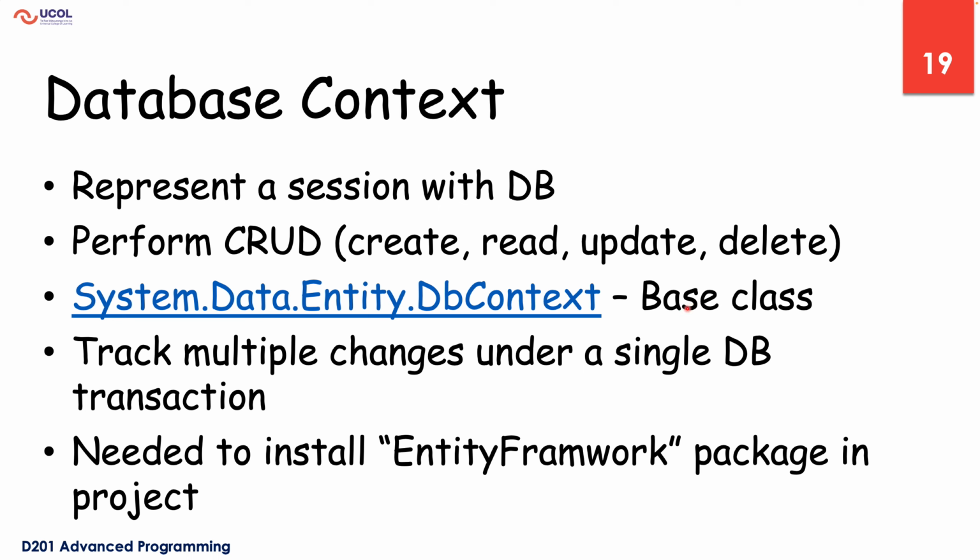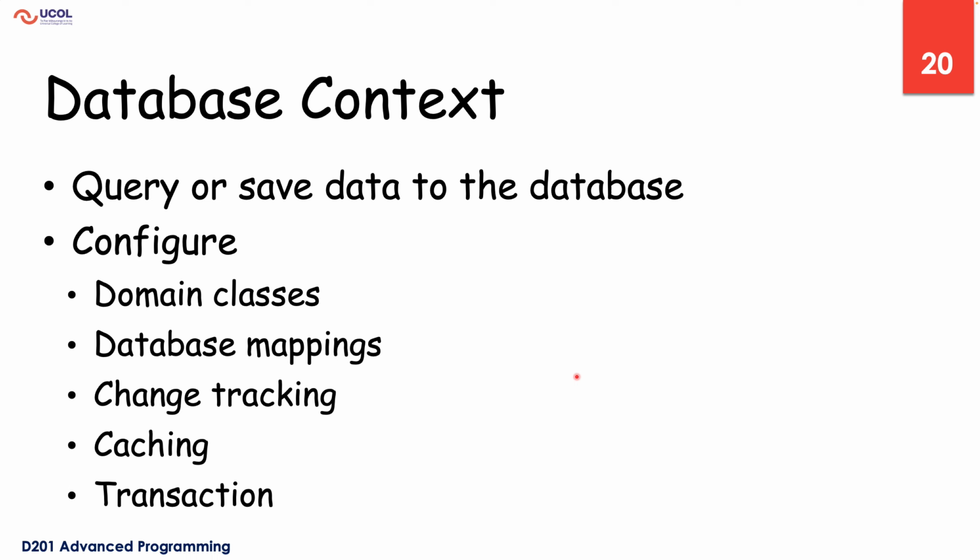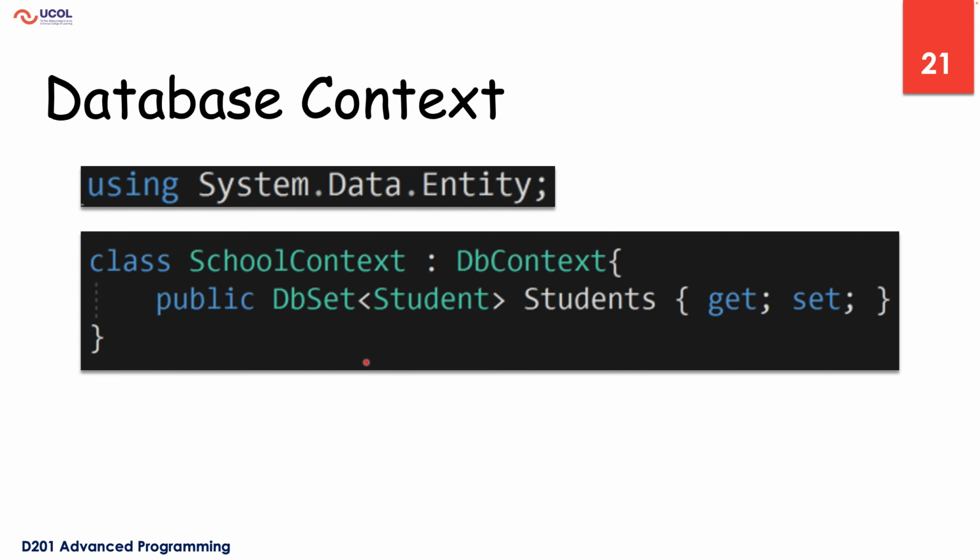The base class for that specific database context is System.Data.Entity.DbContext, and before we can use that class, we need to add Entity Framework as a package within our project. So we can track multiple changes under a single database transaction. We can query or save data to the database. We can configure the domain classes. We can handle database mappings, change tracking, caching, and transactions. Everything is handled by the context class. And once we have added Entity Framework within our project, after that it is very simple to write a context class.